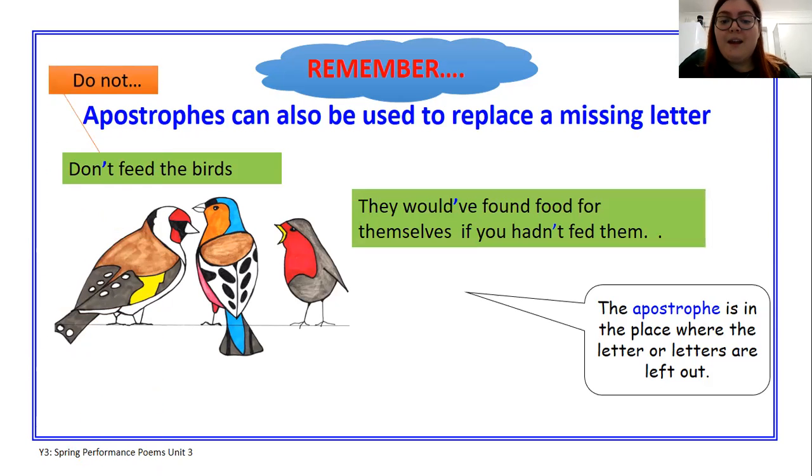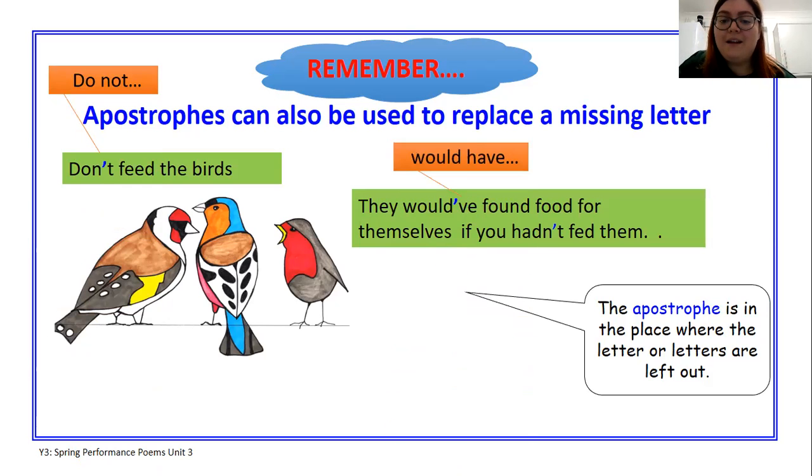Okay. They would have found food for themselves if you hadn't fed them. Two in this one. They would have. What is would've short for? Why am I using that apostrophe there? What are the 2 words together? Say it out loud. I can hear you. So it should be would have.